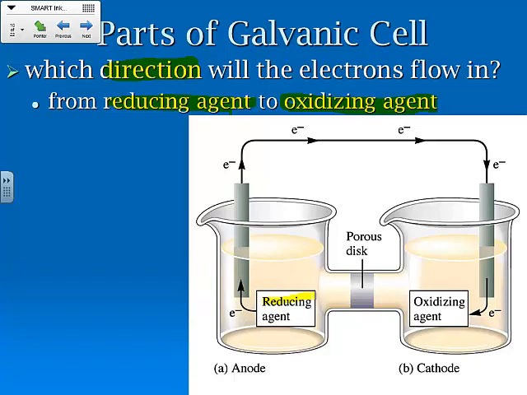So what you're going to do is you're going to draw a lot of these pictures. And my recommendation to you would be to always set them up with the reducing agent, we're going to define anode here in a second, on the left, the oxidizing agent on the right. Then you're always going to be able to have the electrons flowing in the same direction. It's just going to make it simpler.